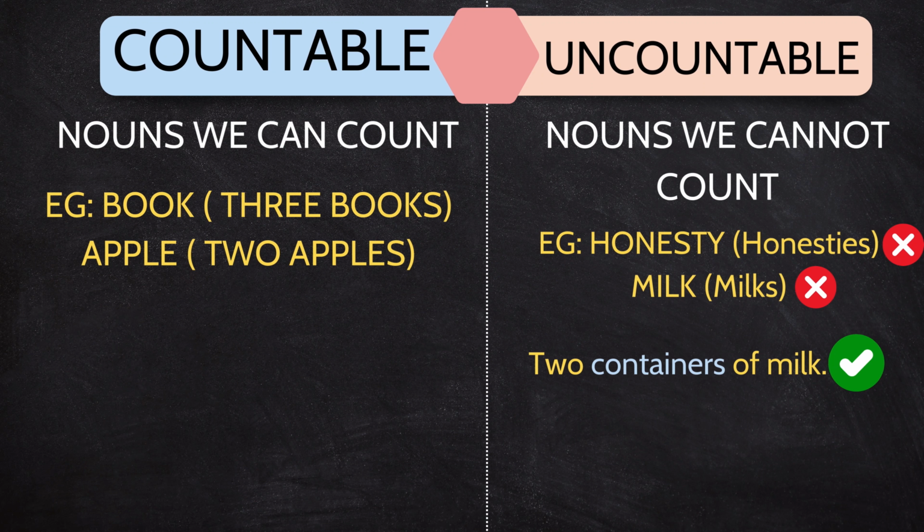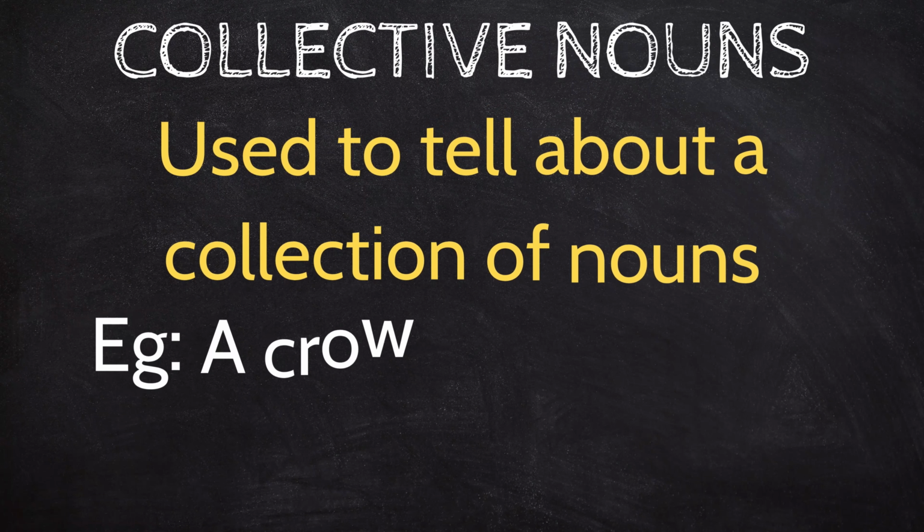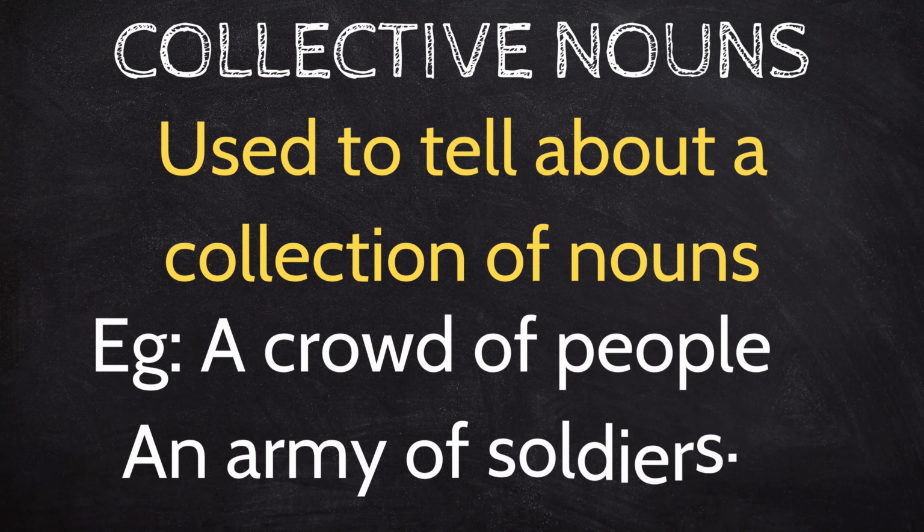Countable versus uncountable. The nouns we can count are called countable nouns. For example, book and apple, because we can say three books and two apples, we can count them on fingers, and like that also. Uncountable nouns we cannot count. Honesty, milk, we cannot count. Abstract nouns like honesty. And also there are some nouns we cannot count, we can only count them with another word. Collective nouns, used to tell about a collection of nouns. For example, a crowd of people, an army of soldiers.